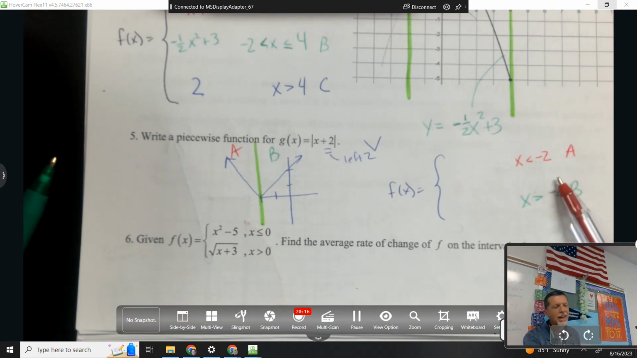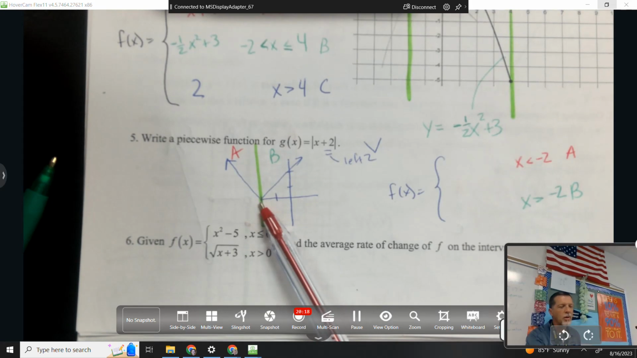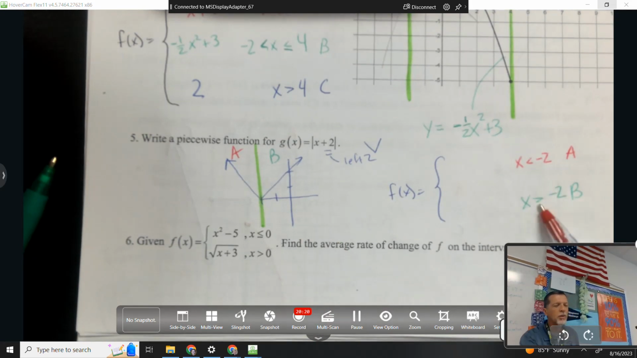Don't do both because, well, I guess it would still be a function because the point is the same point. But in general, don't put it on both because they might not get a function. So the equal sign needs to either go with the less than or with the greater than. It doesn't matter which one.